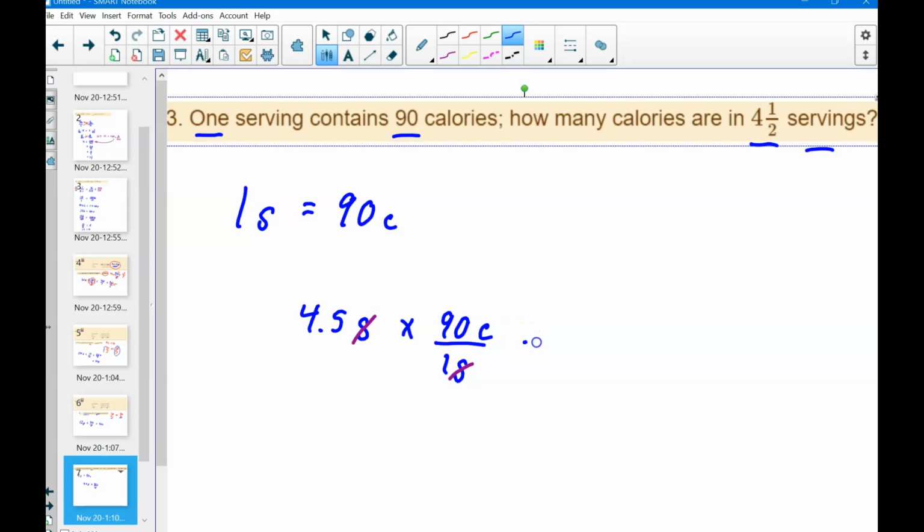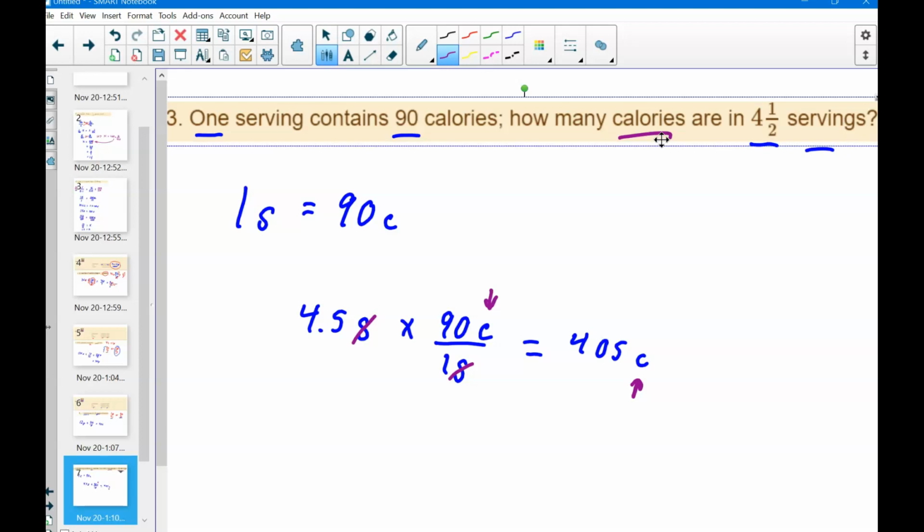And I get 90 times 4.5, which is, anyone got a calculator? My calculator's not set up because I got to reset it from when it was re-imaged. 405 calories, you see? And because the calories didn't cancel, I'm left with calories over here and calories up here. Because the units work out, there's a good chance that it all worked out correctly. So it's like a self-check. If you end up with the right units, you probably did the right solution.